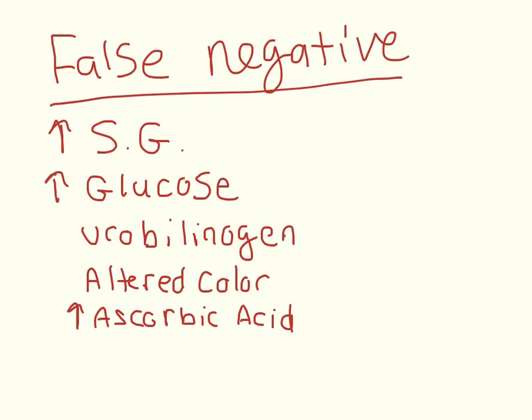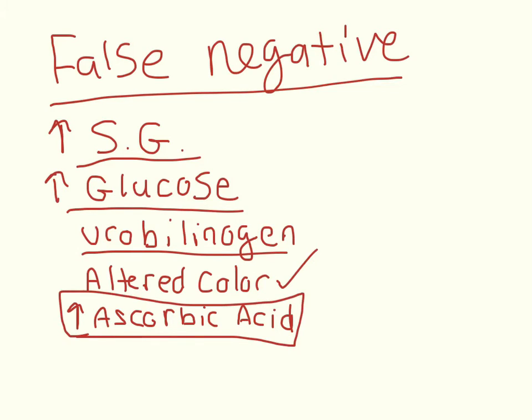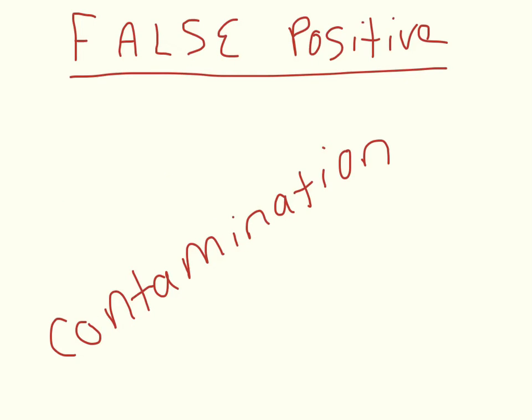Some of the main reasons you're going to get a false negative on this: if your urine has too high of a specific gravity, glucosuria, the presence of urobilinogen, if your urine color is altered by medication, then it can make the test impossible to read, and then if you ingest high amounts of ascorbic acid. The overwhelming reason to receive a false positive is contamination of your sample. That's why you have to follow protocols for the urine collection specifically.